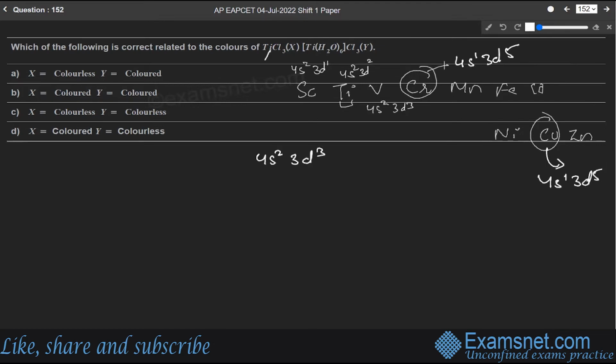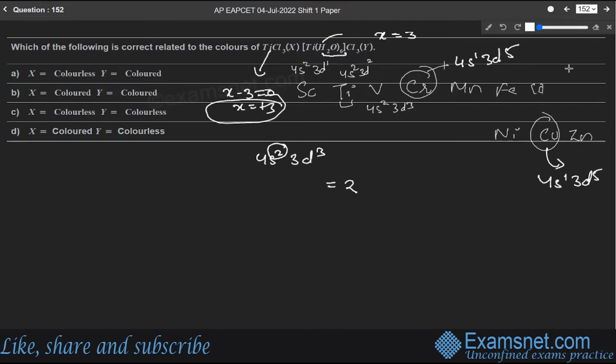For titanium in TiCl3, when you find the oxidation state, x minus 3 equals 0, so x equals plus 3. When you remove these 3 electrons, first you remove 2 electrons from the s orbital, and then 1 more, so you are left with 1 electron in the d orbital. Now when you solve the other compound, you find the oxidation state: water has zero charge because it is a neutral ligand, so again x equals plus 3.